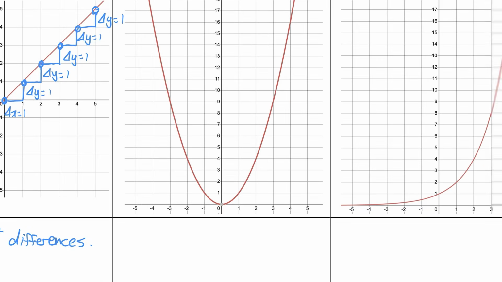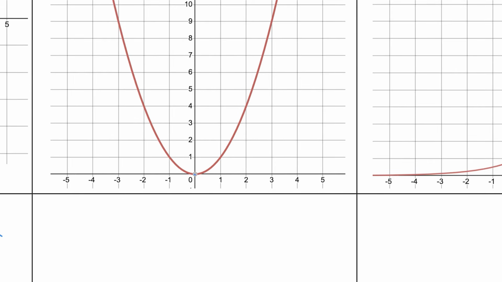How about in a quadratic relationship? So once again, I'm going to label consecutive points on this quadratic relationship. And for each of those points, the change in x between them was always 1. And let's look at what's the change in y.